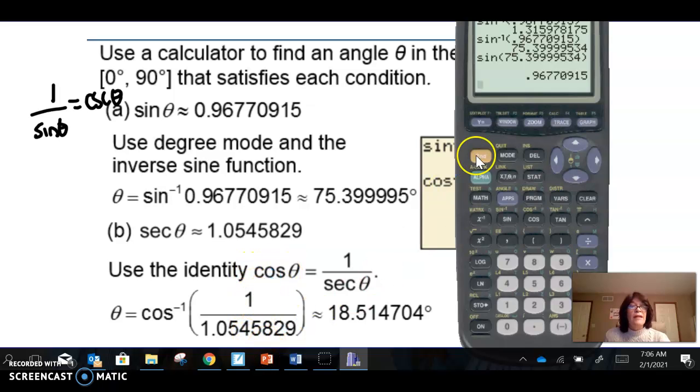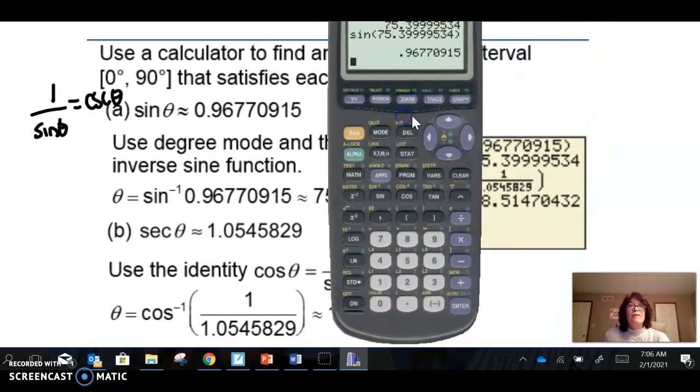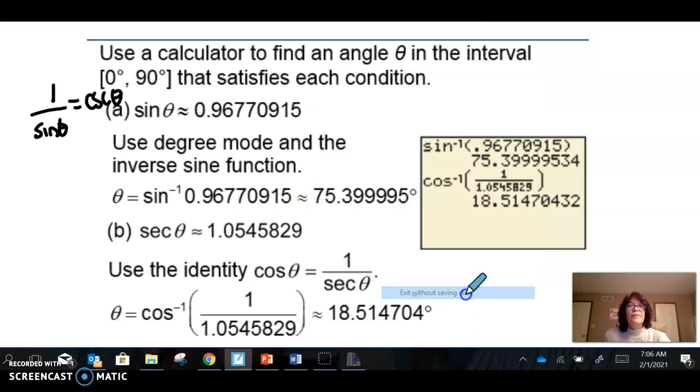For inverse cosine, you would have to take, let me get rid of this. Okay, they're showing you here. I do have to take 1 over this ratio and then take the inverse cosine of that to find inverse secant. It's 18.5 degrees. Everybody okay?